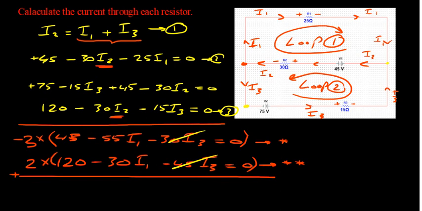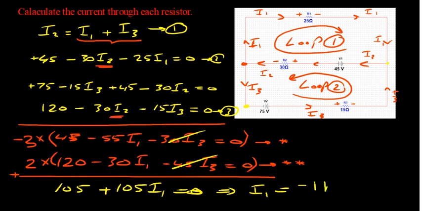Done. Now that will leave us to calculate how much is the current 1. But to do that, we have to solve this system. You're just going to do 3 times 45, then you subtract that from 240. It will give us 105. Same with the minus 3 times minus 55. It's a positive 165, and that will give us again a positive 105 I1 equals 0. So from here I can find that I1 equals minus 1 ampere. That is the value of the current 1, or the current going through resistor 1.